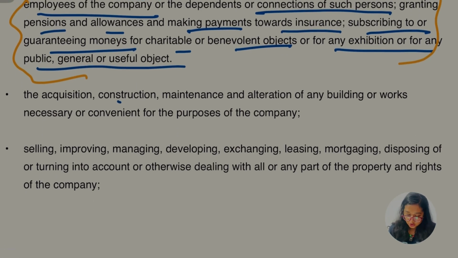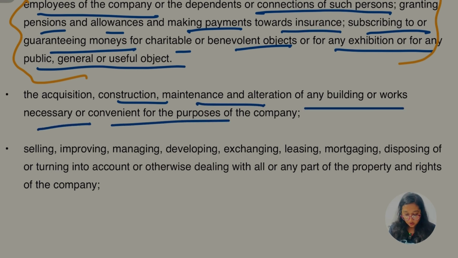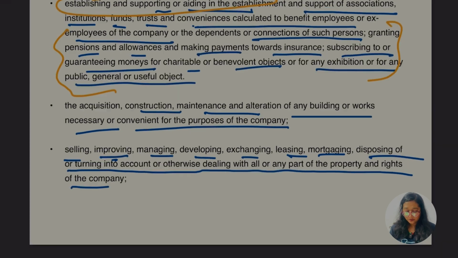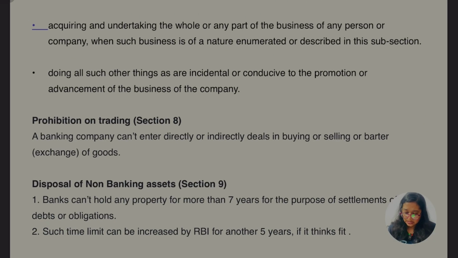The acquisition, construction, maintenance and alteration of any building or work necessary or convenient for the purpose of the company. Then selling, improving, managing, developing, exchanging, leasing, mortgage, disposing or turning into account of, otherwise dealing with all or any part of the property and rights of the company. So these are the main things which the banking company can do.